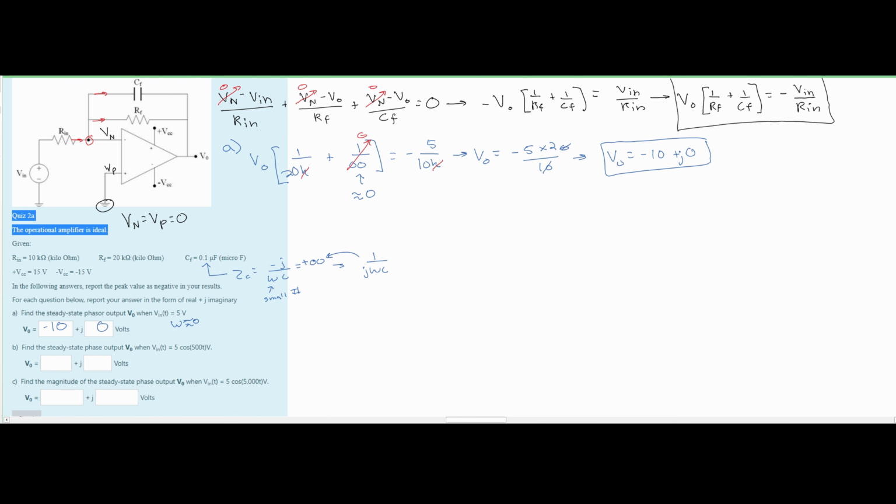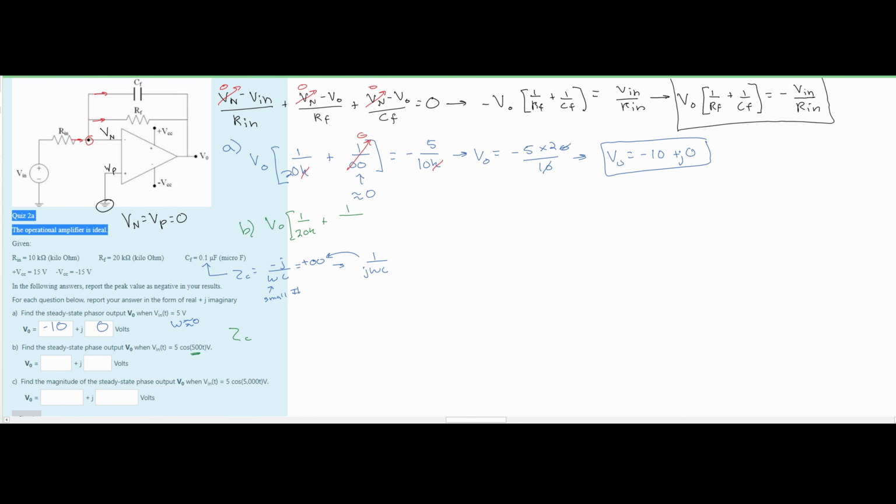Now we are going to solve for B. B is very similar, except this time we're actually given our omega. So we can solve for our omega. We're going to have V0 in parentheses 1 over 20k plus 1 divided by, and now we are going to find our Cf. Well, our Cf is really our ZC.